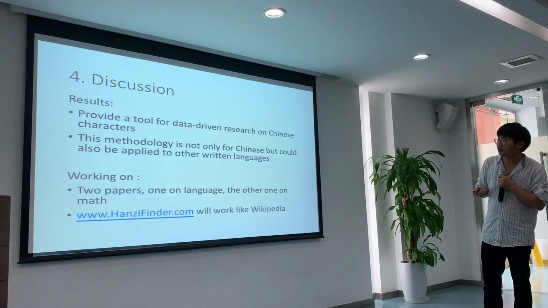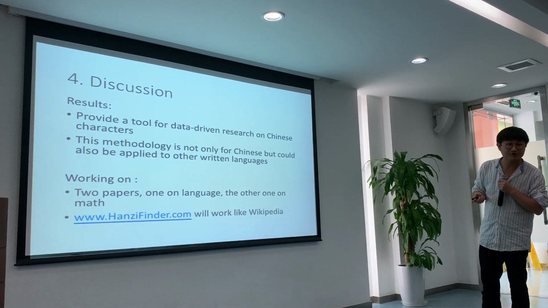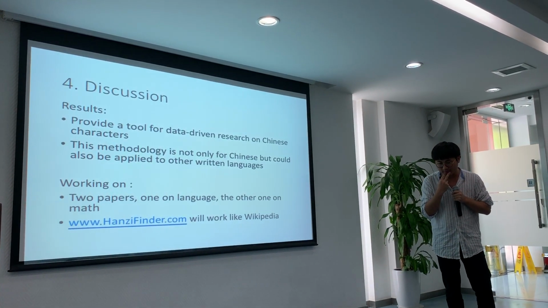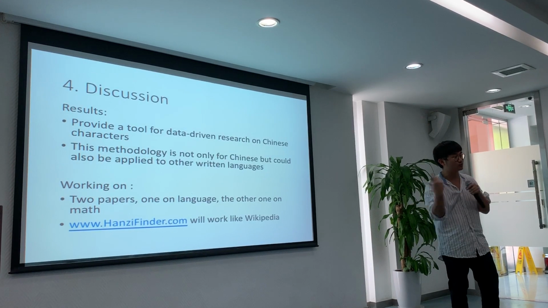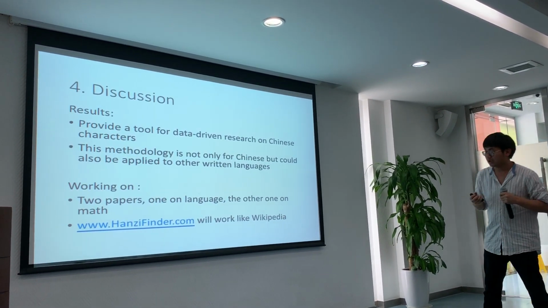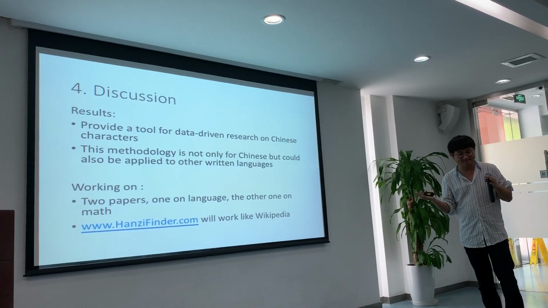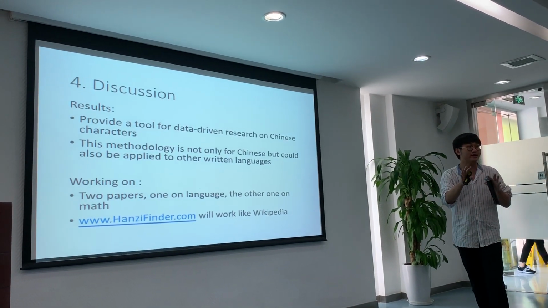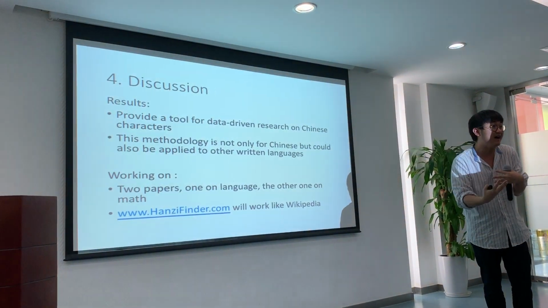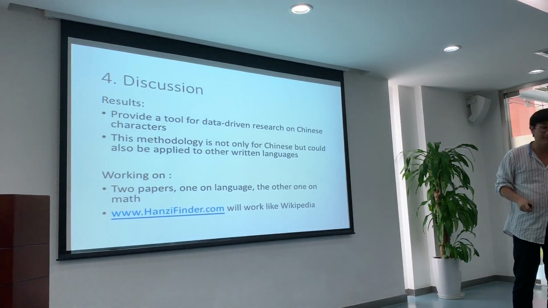Now we are working on two things. First, we are working on papers. Jennifer is working on language, and I'm working on more detailed maths. The second thing is a website, where you can search, but you can also contribute the data you have using the tool and algorithm we provide. It's kind of like a Wikipedia.